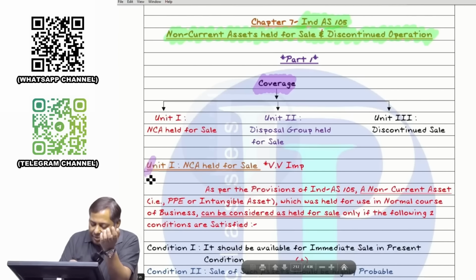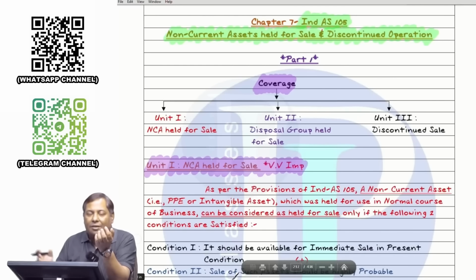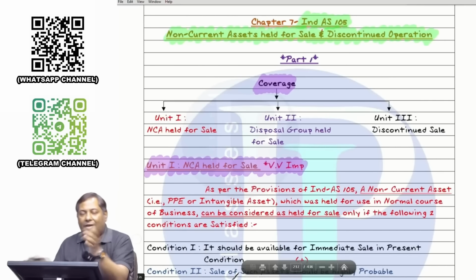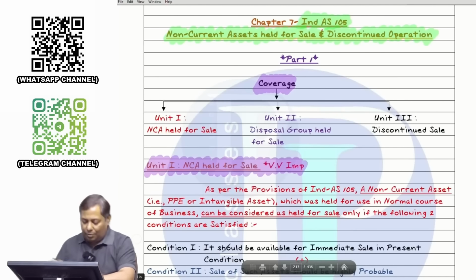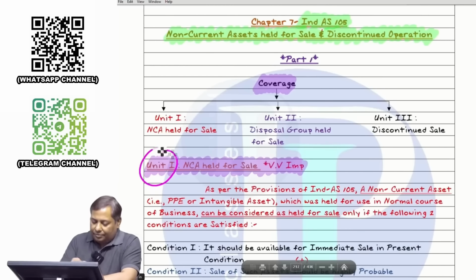In the beginning, I had started with unit number 1, non-current assets held for sale. We had done this earlier. We talked about the disposal group, then we talked about discontinued operations, then it was finished. So, as I taught in the class, I will revise it for you. Now, unit number 1, non-current assets held for sale.